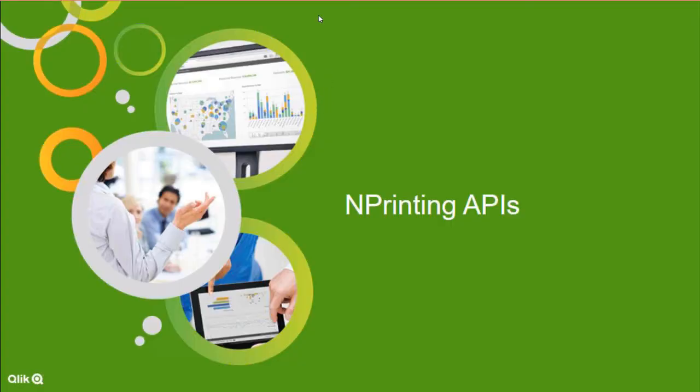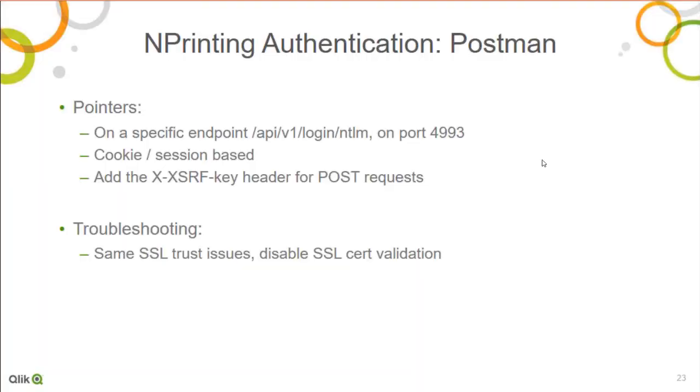Okay, now let's talk about the NPrinting APIs, since I got ahead of myself earlier. Okay, like I mentioned, so the NPrinting APIs need to basically authenticate on a very specific endpoint on port 4993. So it's not going to have the same kind of concept of certificate-based versus virtual proxy-based authentication as the QRS API. You're going to authenticate on a very specific endpoint, and you're going to need to store the session from your authentication to use that in other requests.